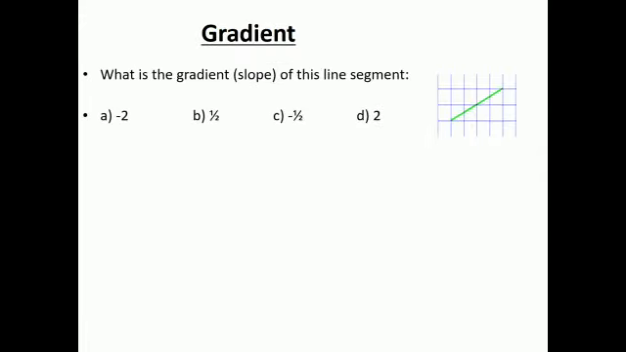We have some pictures and some options. You have to circle the correct answer. Look at the graph. From the top, you have to draw 2 lines down, 2 points down, and from there you have to go to the left part. So you will get 2 up and 4 down. So our gradient is 2 by 4. 2 by 4, the simplest form is 1 by 2.